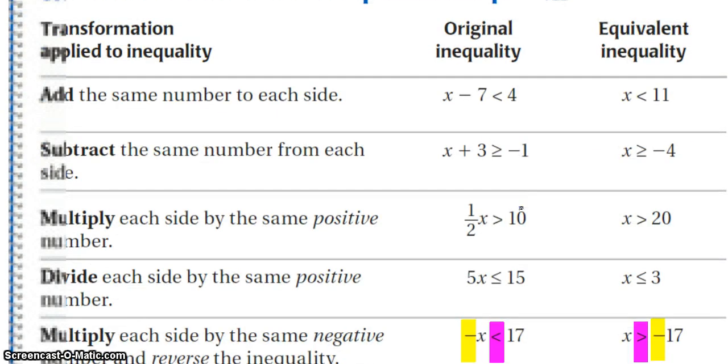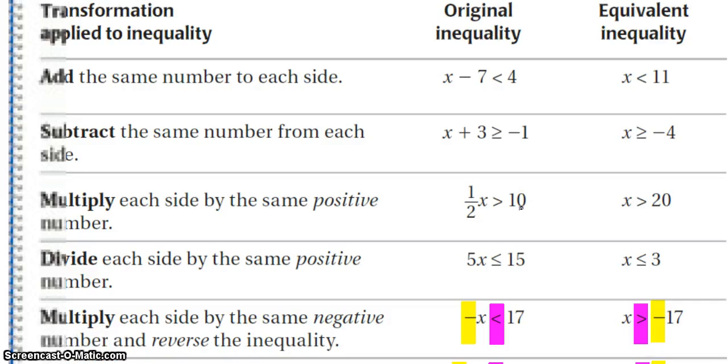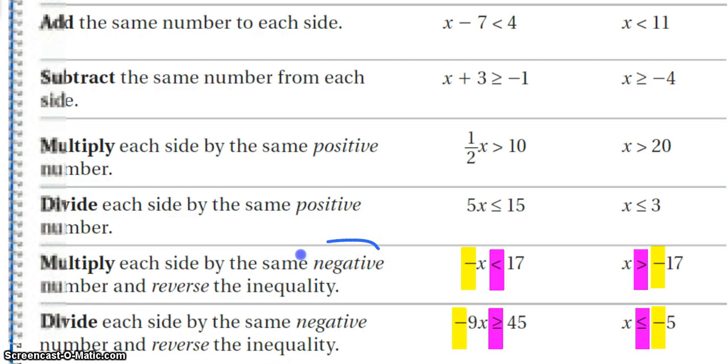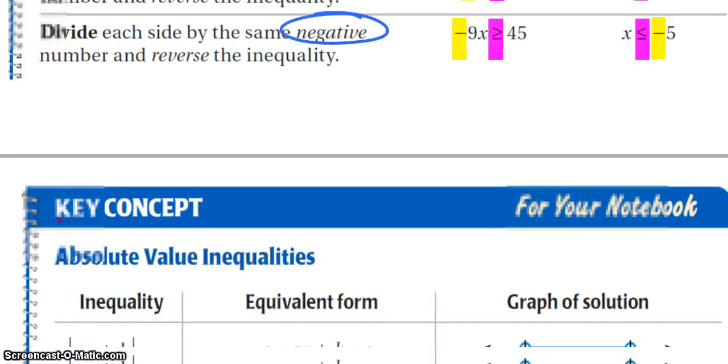So kind of like what we did with that inequality above, we can add the same numbers to each side, subtract the same numbers from each side. Multiplication and division, you just have to be careful if we're talking about negative numbers. You can multiply and divide by any positive number and not have to do anything. It's just when you work with those negative numbers that you have to be careful. So just watch out for that.